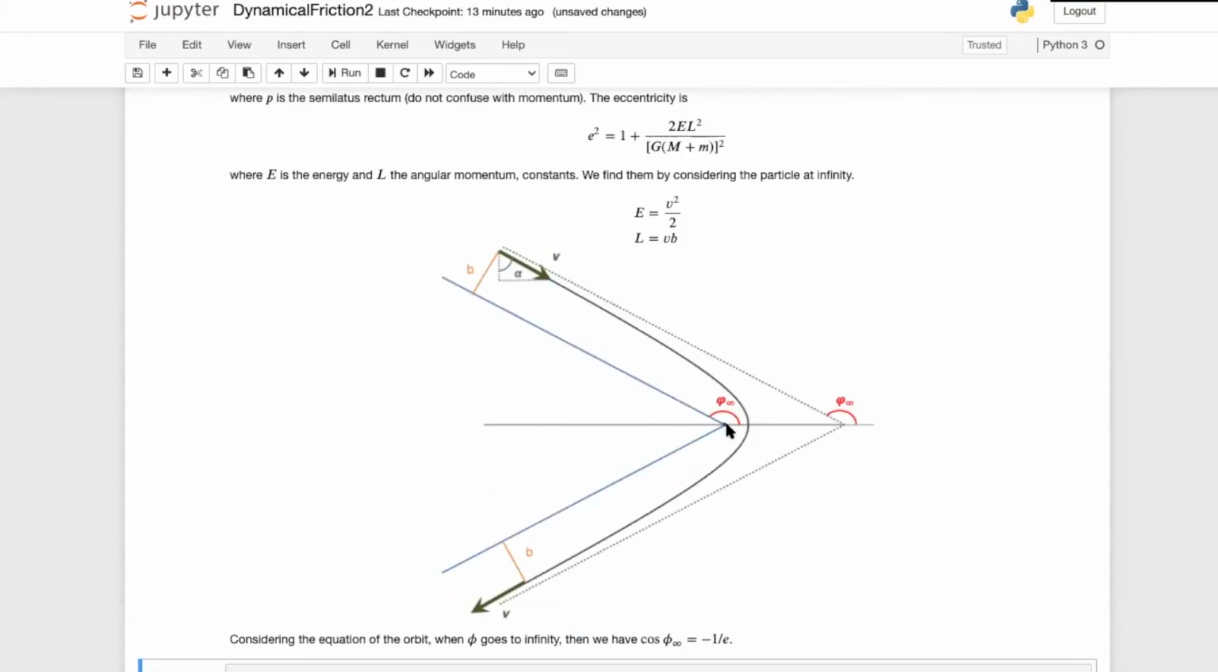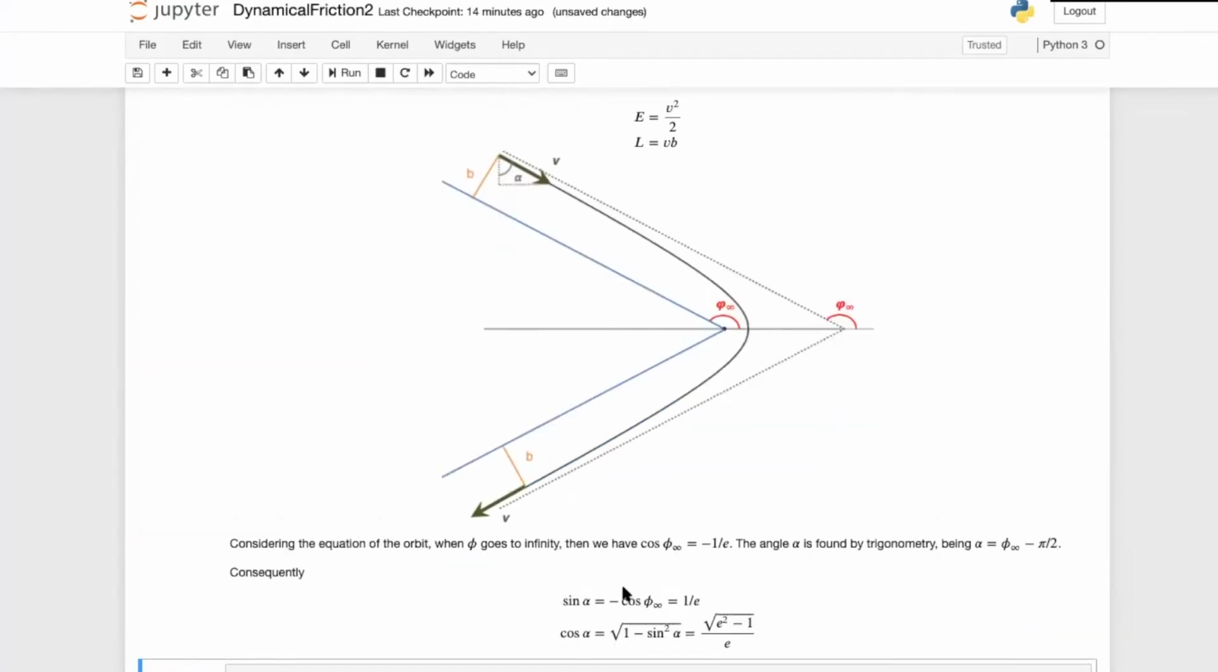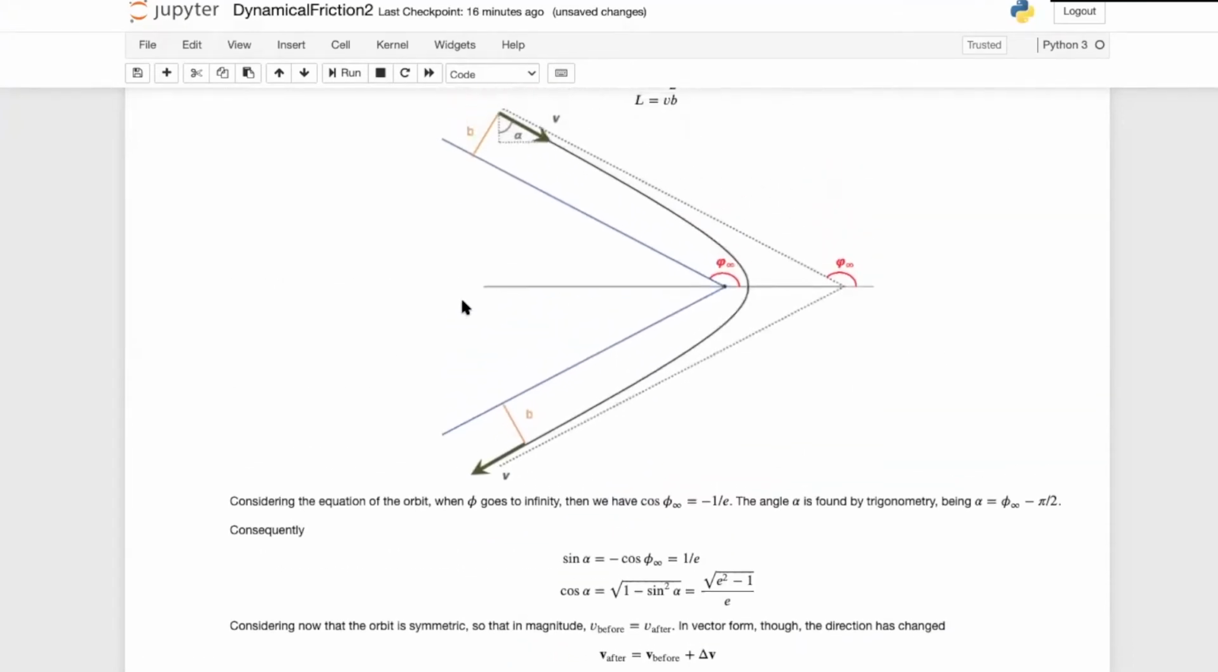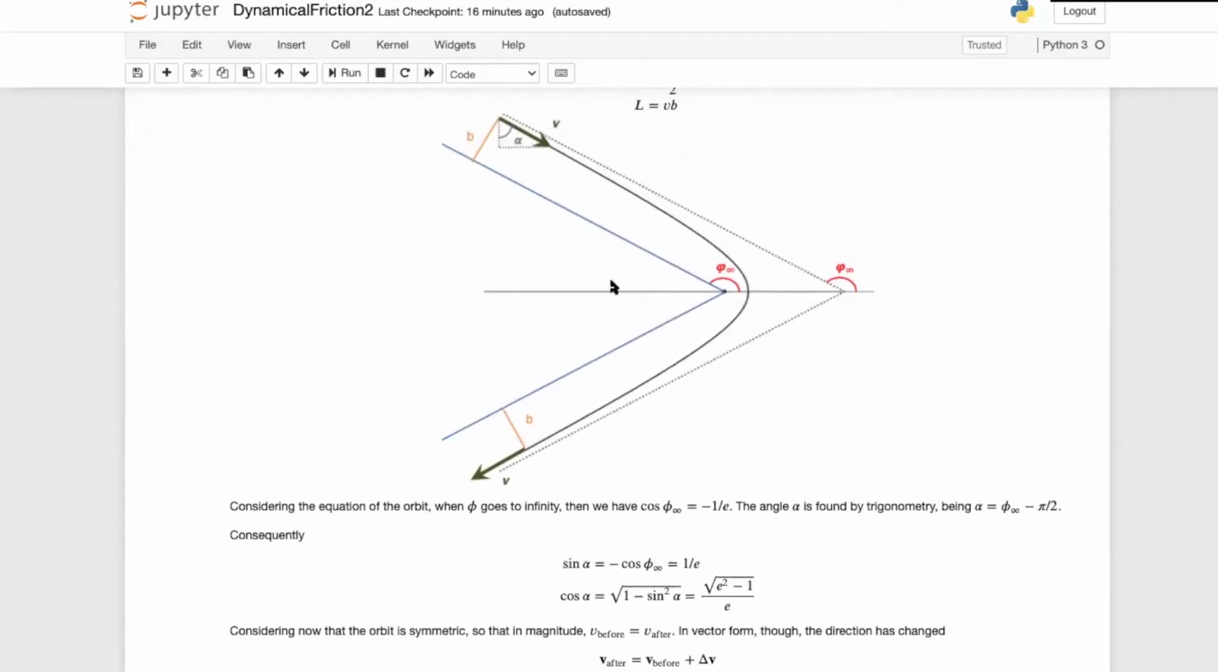And the angle α is found by trigonometry, because the continuation here would give you φ∞. So this angle is 180 minus φ∞. So 90 plus α plus 180 minus φ∞ must be equal to 180. So we have then α is equal to φ∞ minus π/2. If you take the sine and the cosine of this, you have then the sine of α is equal to 1 over e, and cosine of α is equal to this. If you consider now that the orbit is symmetric, in magnitude, the velocity before the collision is equal to the velocity after the collision in magnitude.